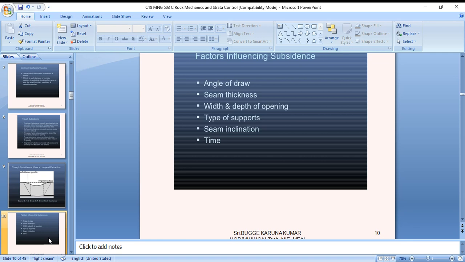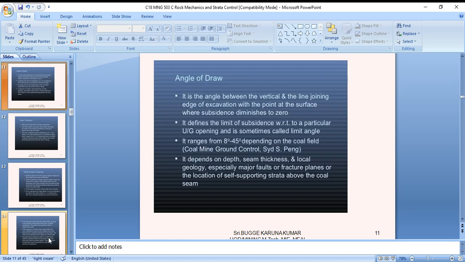Which supports are being used is also important. The inclination, towards the dip or the rise side, and also time. So angle of draw, seam thickness, width and depth of the opening, type of support, seam inclination, and time. These are the influencing factors.